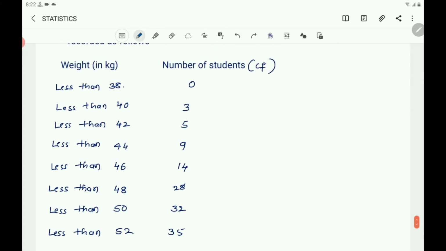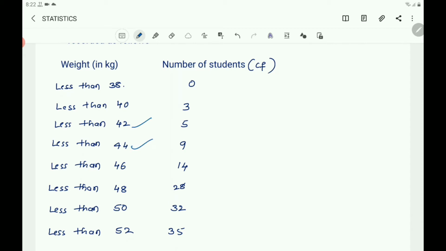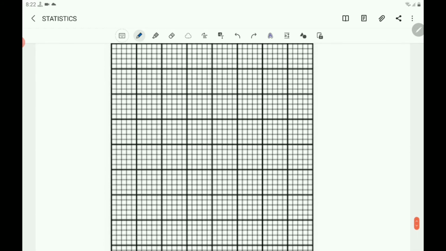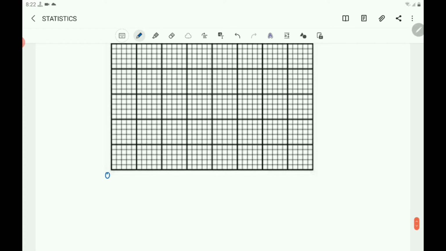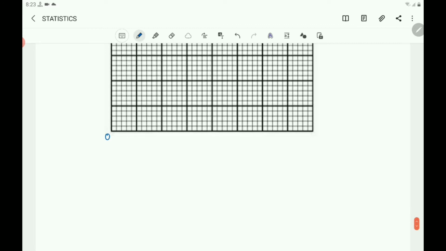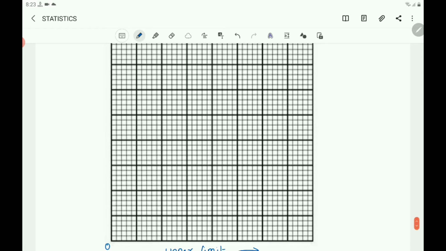So, let us take 38, 40, 42, 44, 46, 48, 50, 52 on the x-axis, which are the upper limits. And you take the cumulative frequency on the y-axis.